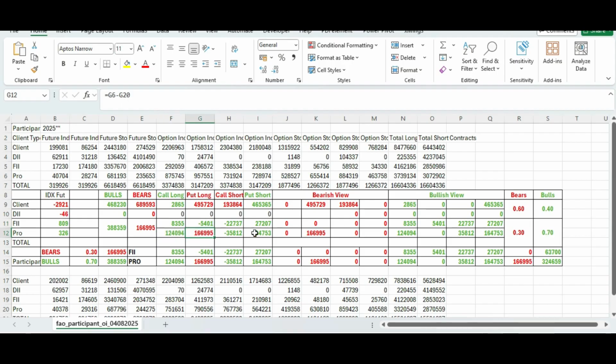However, if you look at put short, if the number is very close by, you can negate it or ignore this number. So this does not carry any significance. But if you look at it, call long is a very significant number. A significant number of open interests have been added for calls, right?